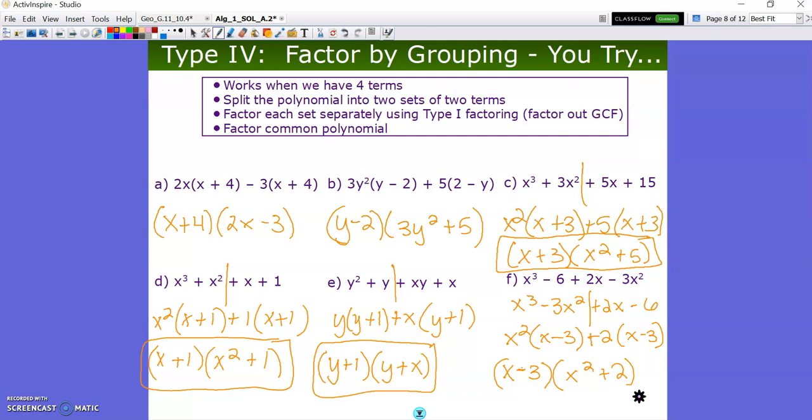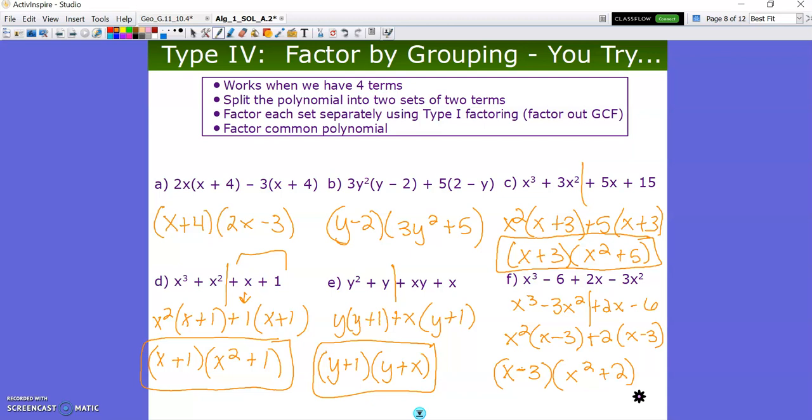Letter D was interesting because when you sliced it in half, you've got x squared as the greatest common factor of the first part, but really nothing as the greatest common factor of this second part. So if there's nothing to pull out, you remember you can always pull out a 1, and that's what I've done here. So we've got x plus 1, and leftovers x squared plus 1. On letter E, we only had variables to work with, but you could still do the same thing. Our GCF is y plus 1, leftovers y plus x.